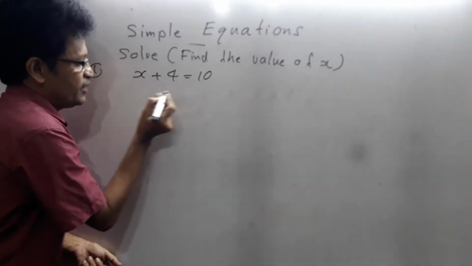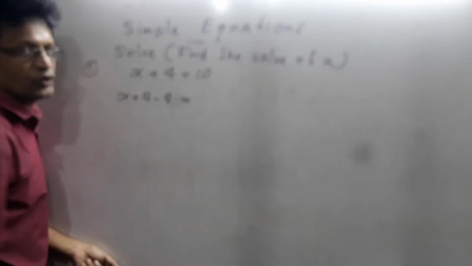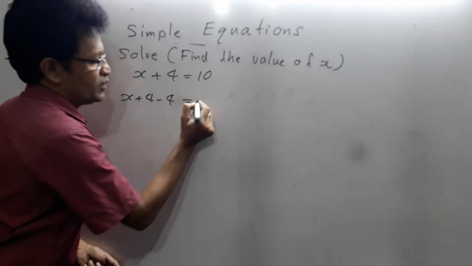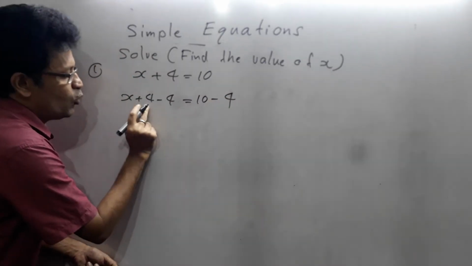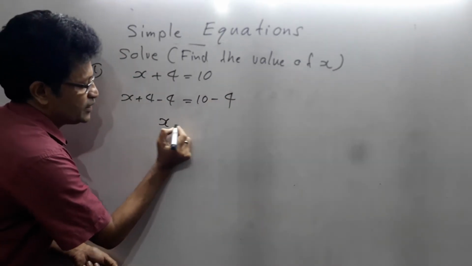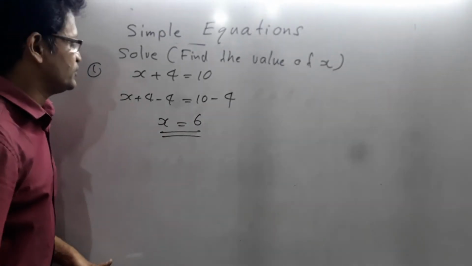It is like a scale. So x plus 4 minus 4. Then this side also I have to take 4 out. Then 10 minus 4. Then 4 minus 4 cancel. So x equal 10 minus 4 is 6. Okay. Now we do another question.